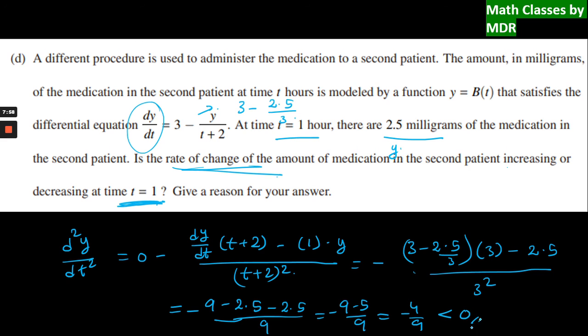That is a negative number, which is less than 0. So it means that d square y by dt square is less than 0, which means that the rate of change of the amount of medication is decreasing at t is equal to 1. That is your answer. Thank you for listening.